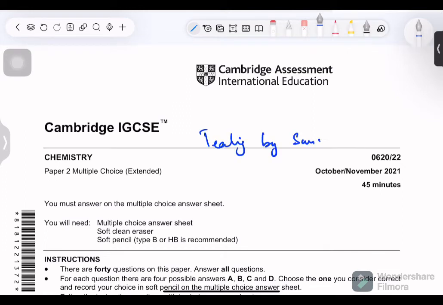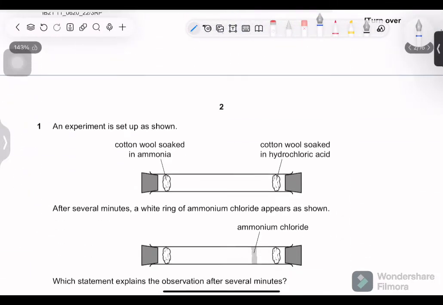Okay, Assalamu alaikum. Today we have here Cambridge IGCSE 0620 paper 22 extended version, October November 2021. Total time for which is 45 minutes and total marks 40.